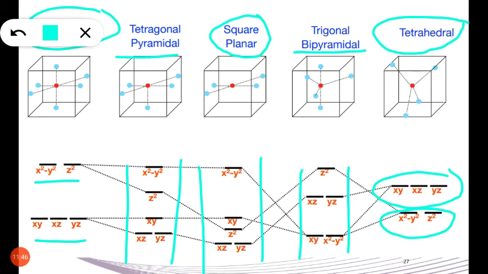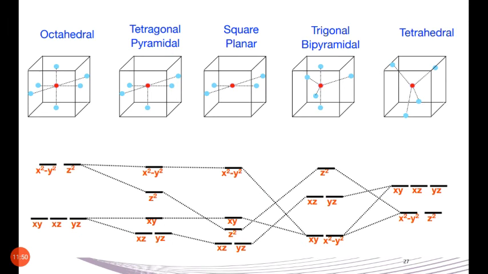Okay, and here we finish our last point, splitting of d orbital for 5 geometries: octahedral, tetrahedral, square planar, square pyramidal or tetragonal pyramidal, and trigonal bipyramidal. Also we have seen for tetragonal complexes.